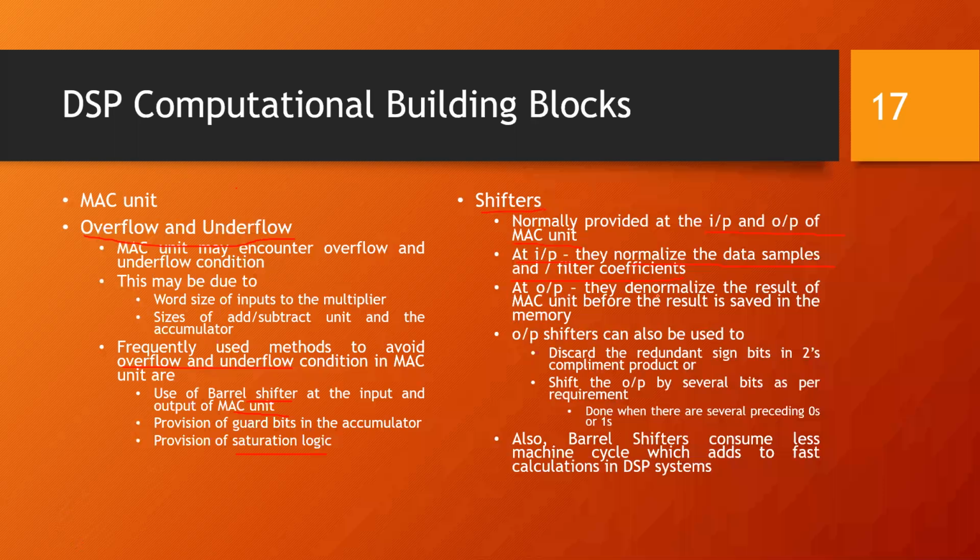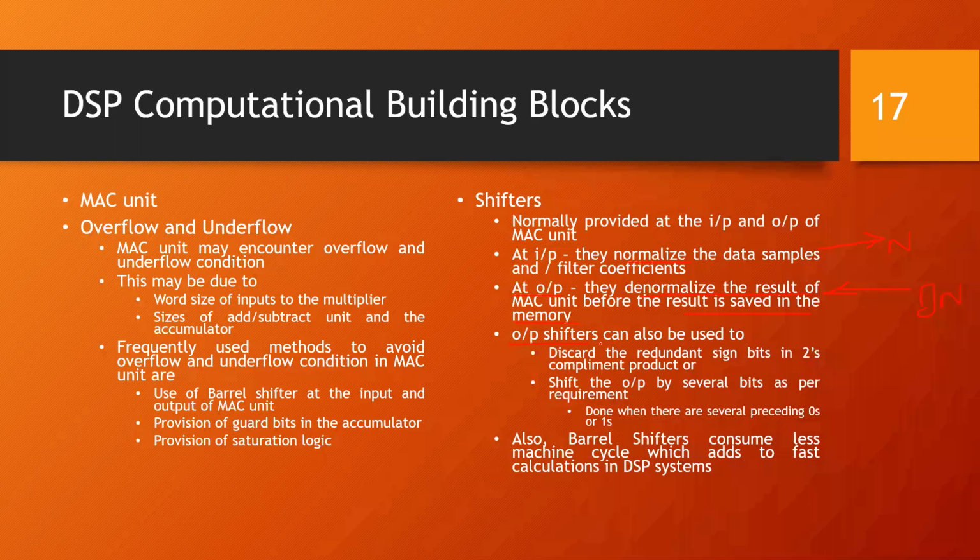Now at the output, since you are normalizing, for example, I shifted the data towards the right in the previous example by 6 bits. So now I should shift it back, shift it left by 6 bits. So here we are specifying this as normalization and this as denormalization. So we are denormalizing the overall result, and this result is stored in the memory.